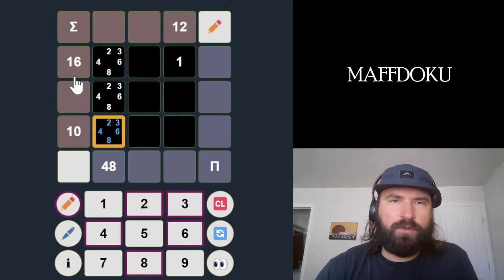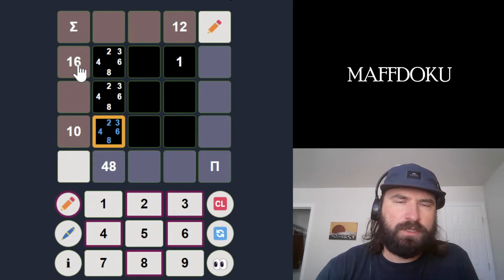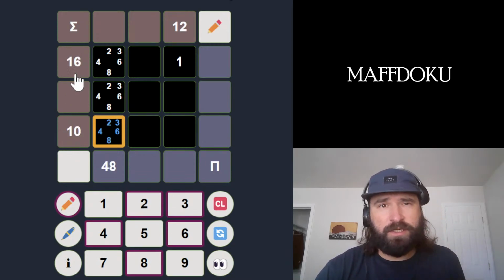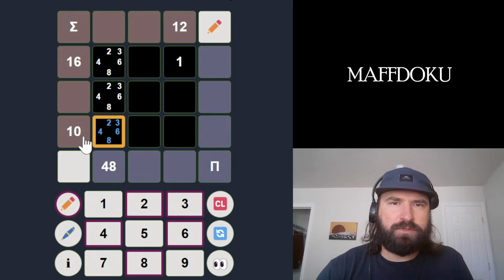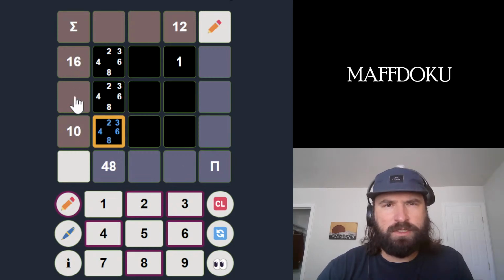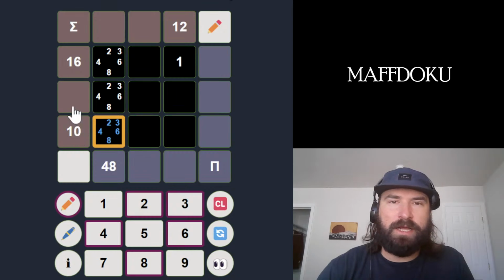All right, so when you have two sum clues in the same column like this, we know that this adds up to 16 and this bottom row adds up to 10. All of the numbers 1 through 9 add up to 45, so we can subtract 16 and 10 from 45 to figure out what this sum is, and that might be helpful. So 16 plus 10 adds up to 26. We need 19 to get to 45. So this row adds up to 19.